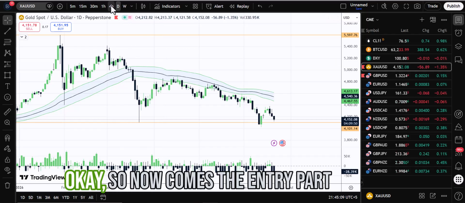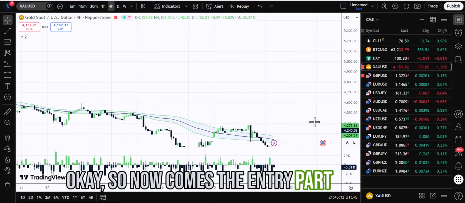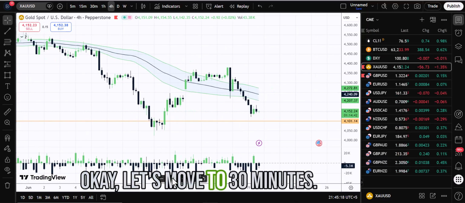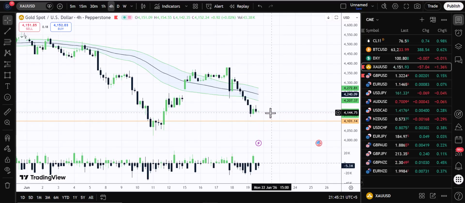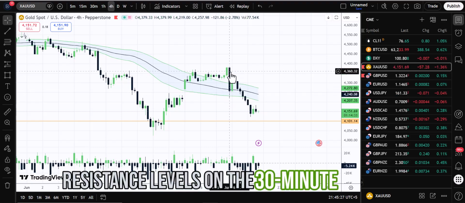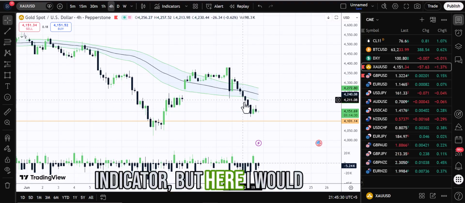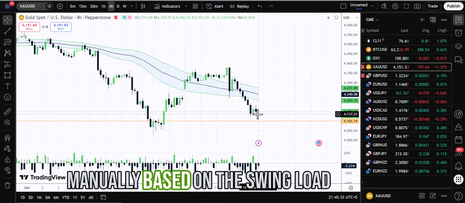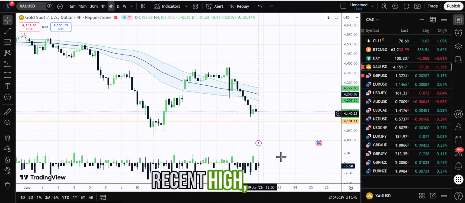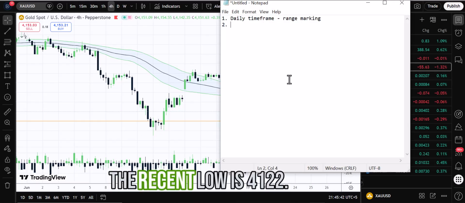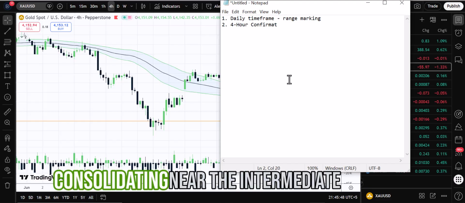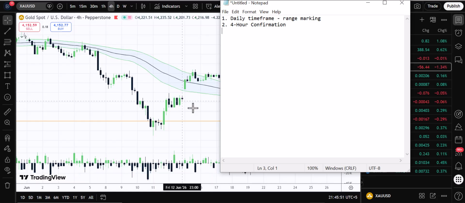Okay, so now comes the entry part. Where do we have to enter the market? Okay, let's move to 30 minutes. Now let's find out what the support and resistance levels are on the 30-minute chart. You can use any indicator, but here I would recommend marking the levels manually based on the swing lows and swing highs. For example, this is the recent high, 41.82. The recent low is 41.22, and now the prices are consolidating near the intermediate support level.